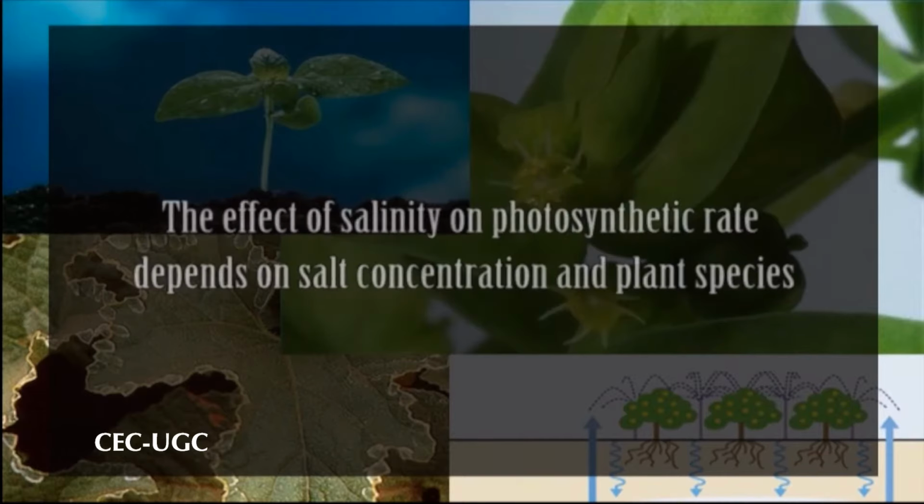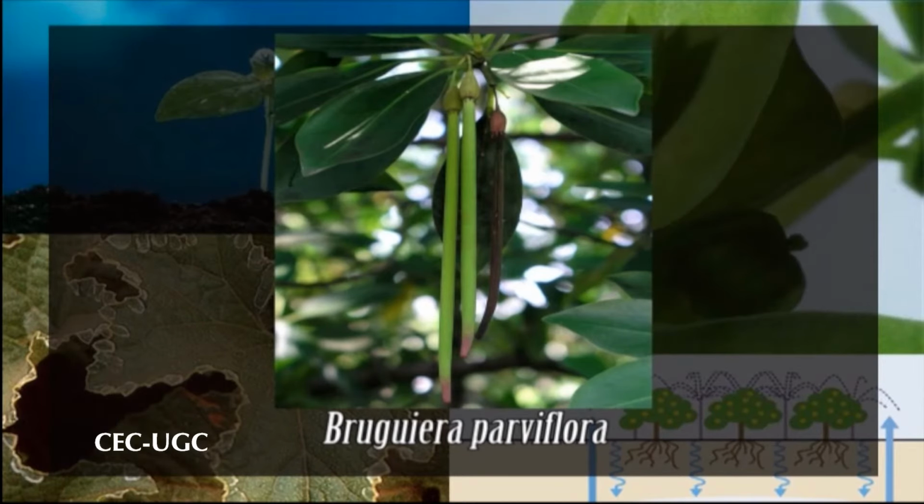Inhibition of vegetative growth in plants subjected to salinity is associated with a marked inhibition of photosynthesis. The effect of salinity on photosynthetic rate depends on salt concentration and plant species. There is evidence that at low salt concentration, salinity may stimulate photosynthesis, for instance in Bruguiera parviflora. Photosynthetic rate increased at low salinity and decreased at high salinity, whereas stomatal conductance remained unchanged at low salinity and decreased at high salinity.